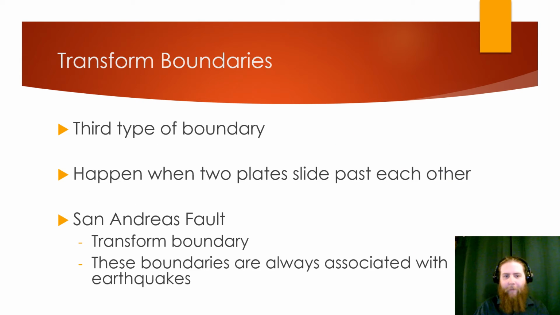All right, transform boundaries. This is our third type of boundary. This is happening when two plates are moving past each other. So one's moving kind of up and down here, and the other one's moving side to side. This would be on the planet like east and west or north and south. They're moving each in the other direction. This would be the San Andreas Fault, which is a transform boundary.